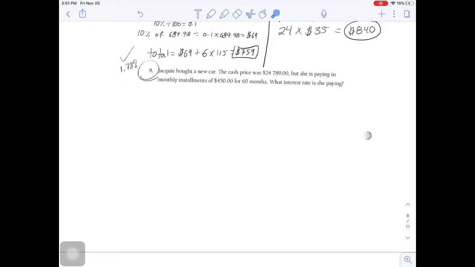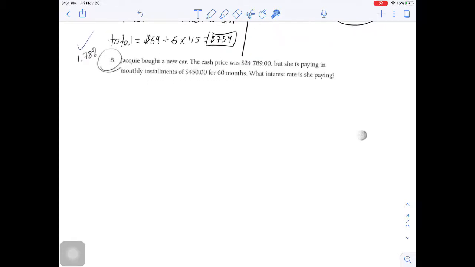Okay, let's look at number 8 here. Jacqui bought a new car. The cash price was $24,789. But she's paying in monthly installments of $450 for 60 months. What interest rate is she paying? Okay, so here, how do we deal with this? Well, first of all, let's figure out how much she's actually paying for this car.